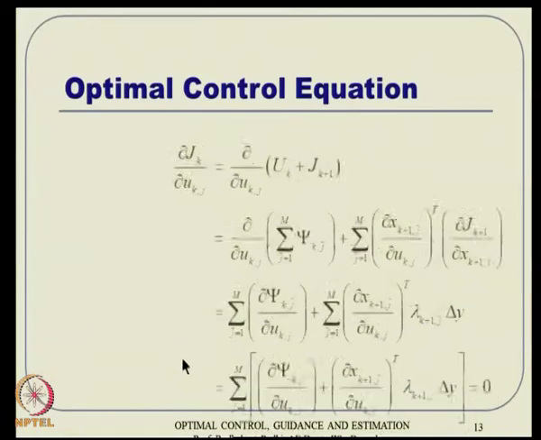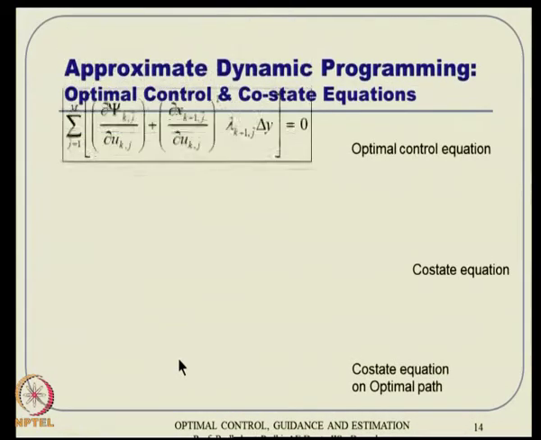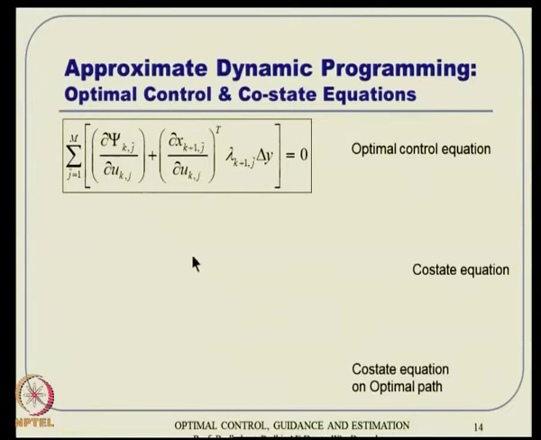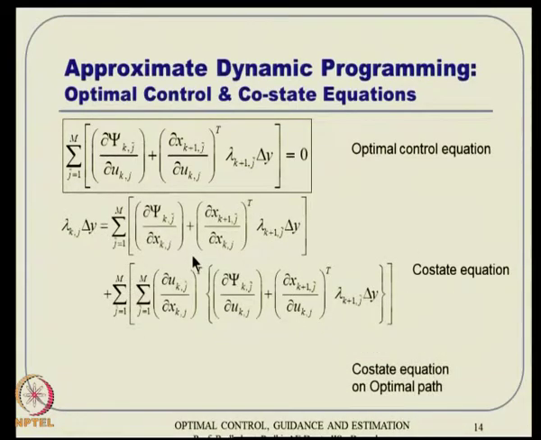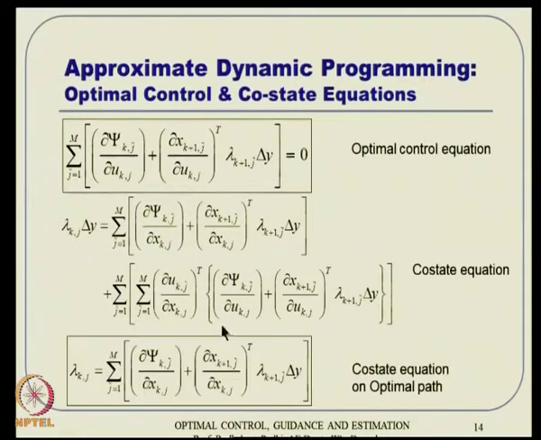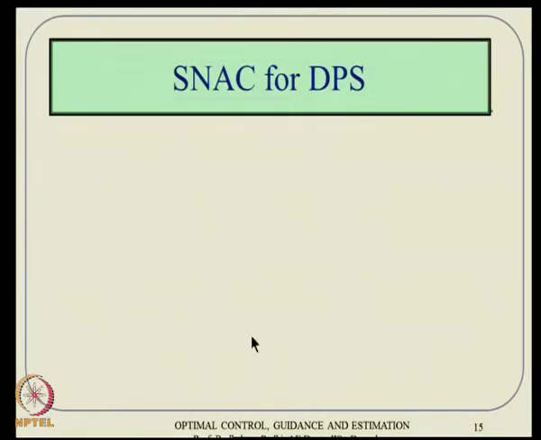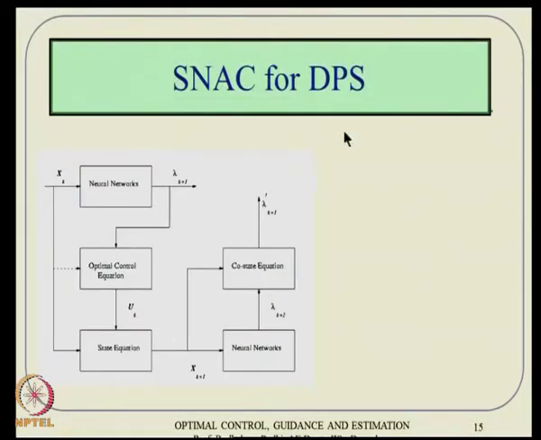So, this summarizes the behavior: you have the optimal control equation, and in general the co-state equation is given like this, whereas on the optimal path this co-state equation can be simplified to something like this. So, you essentially deal with this equation as the optimal control equation, and this equation is the co-state on the optimal path. And the single network adaptive critic for DPS, distributed parameter systems, roughly remains the same, with a very similar structure to what you have seen before.